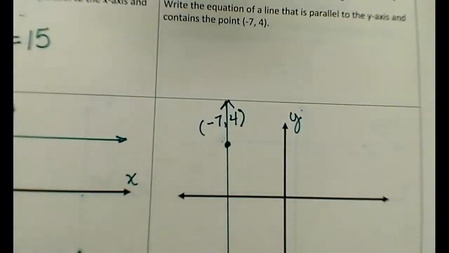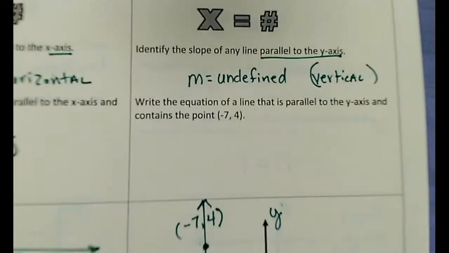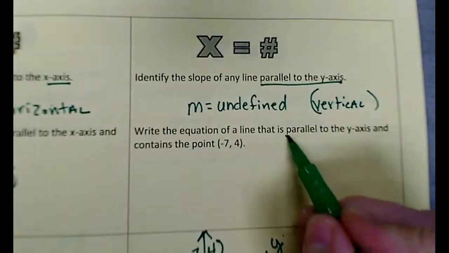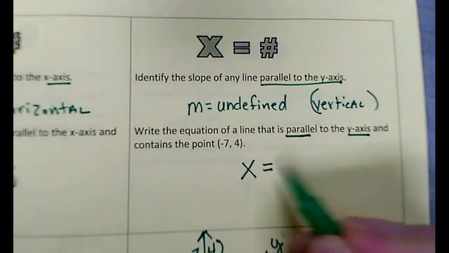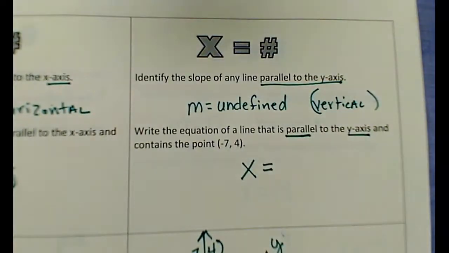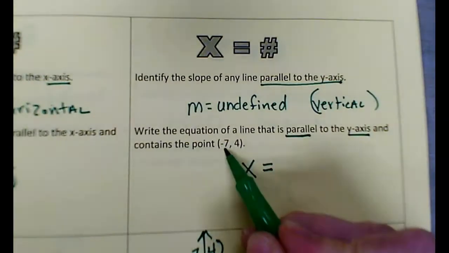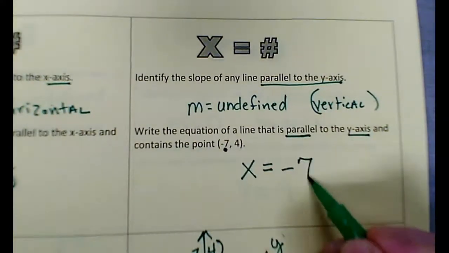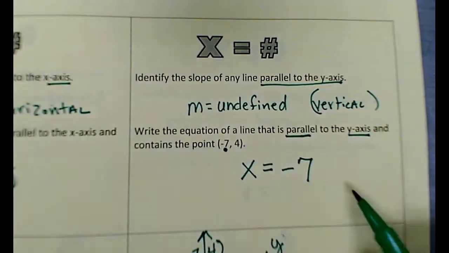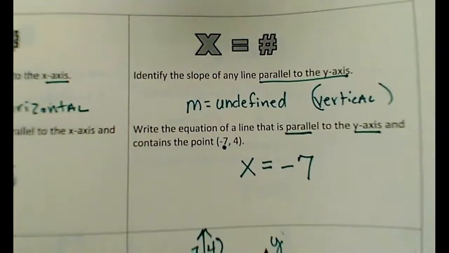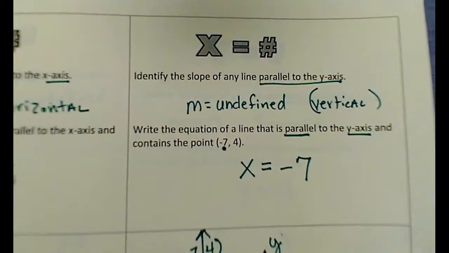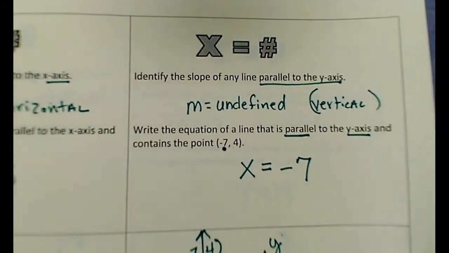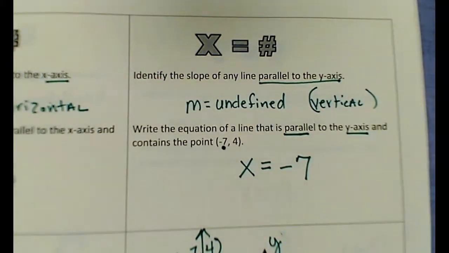What is the equation of the line parallel to the y-axis? If it is parallel to the y-axis, it's going to be x = a number because it's going to cross the x-axis. This is the x number. That will be the equation. This is a little bit difficult to understand, but it is something that you need to memorize.